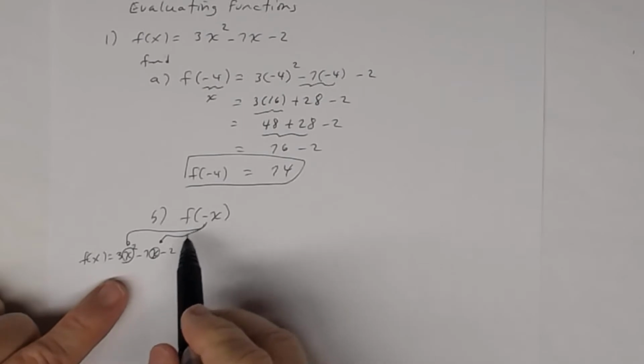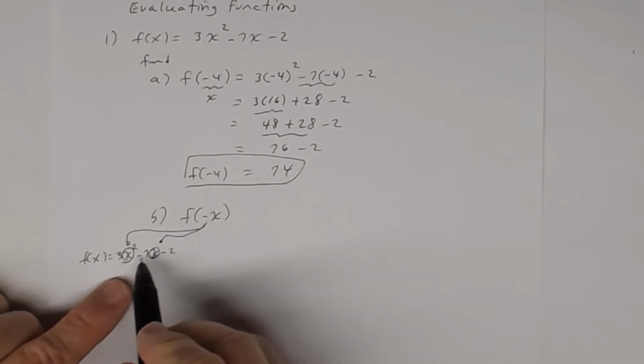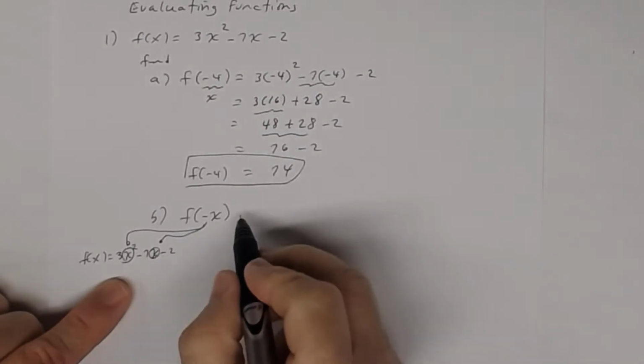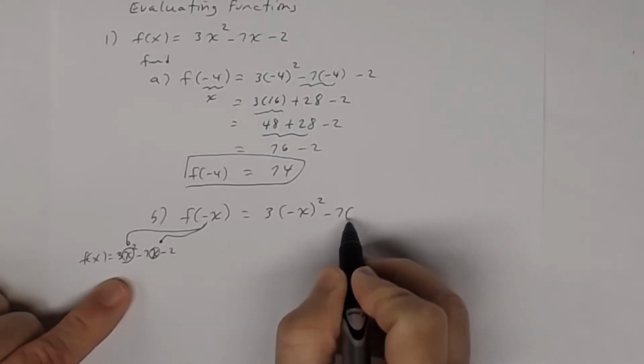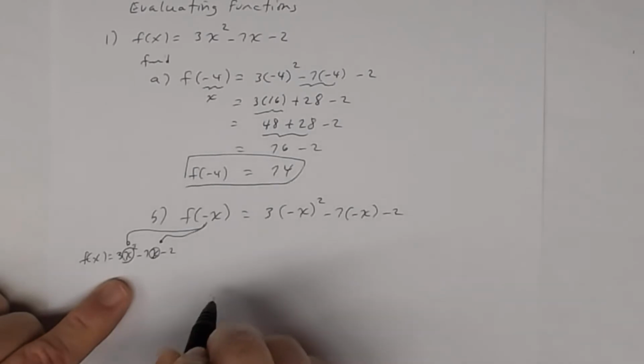So to find f of negative x, wherever we see the variable x, I'm going to substitute negative x. So I get 3 times negative x squared minus 7 times negative x minus 2.